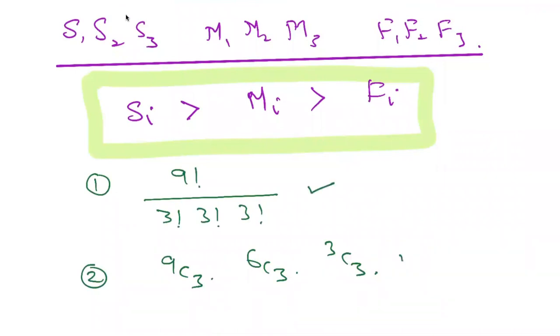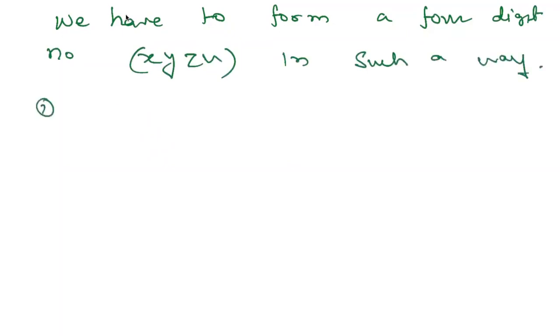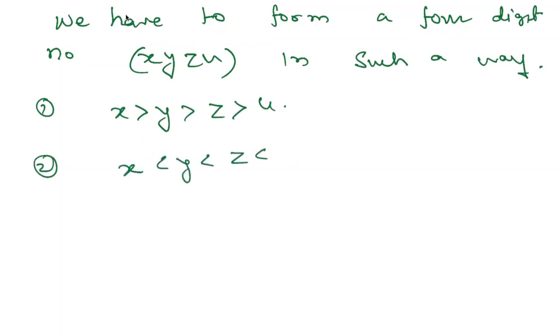Either you can think in this way or that way. With increasing decreasing order, we have to form a 4 digit number XYZU in such a way: first, X greater than Y greater than Z greater than U. Second, X less than Y less than Z less than U.